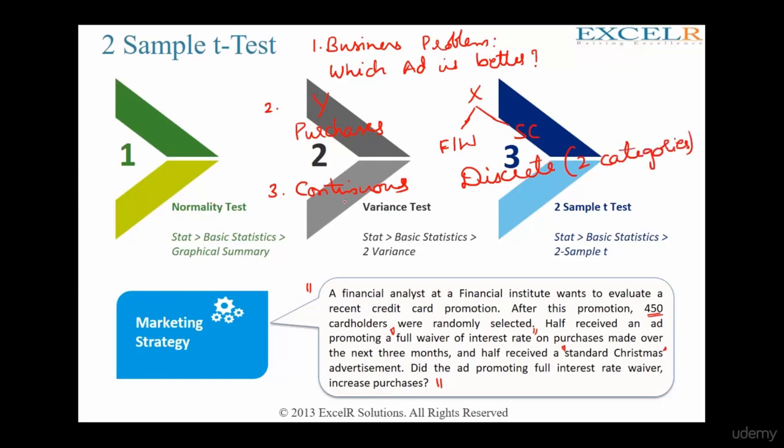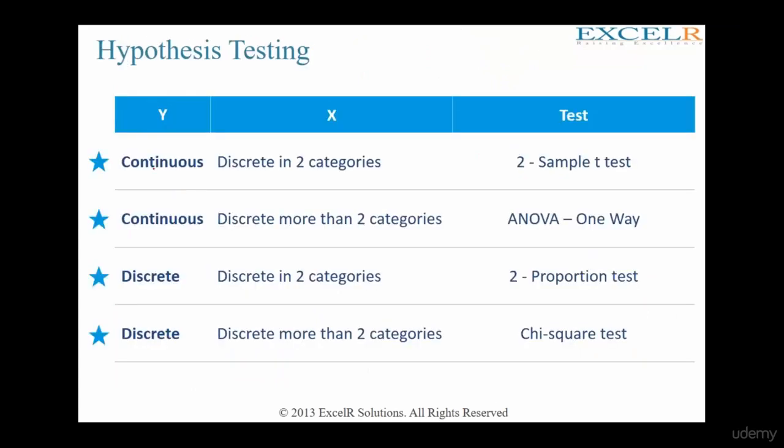When you have a Y variable which is continuous and X which is discrete in two categories, what test are we going to perform? Look at this. If I have Y which is continuous and X is discrete in two categories, we go with two sample t-test.